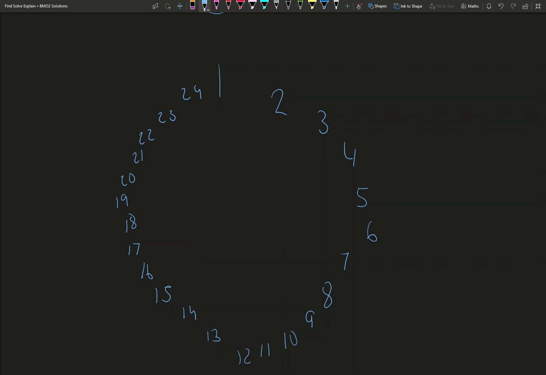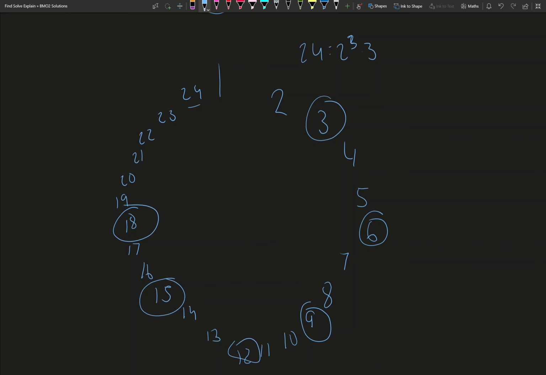Okay, so I've written the numbers where n equals 24. So the largest odd divisor of 24, well, 24 equals 2 cubed times 3. So it's 3. And so we have to avoid 6, 9, 12, 15, 18, 21 and 24. Notice that there are 8 plates because this is 8 times 3.